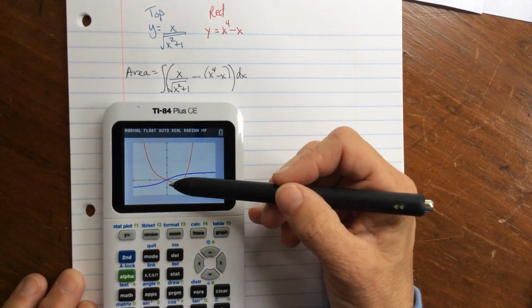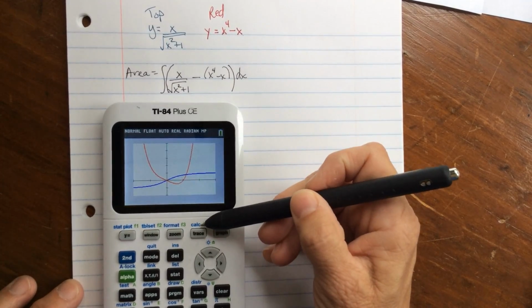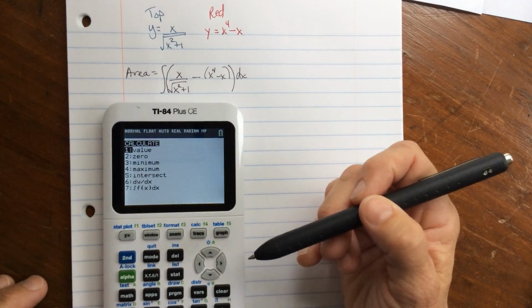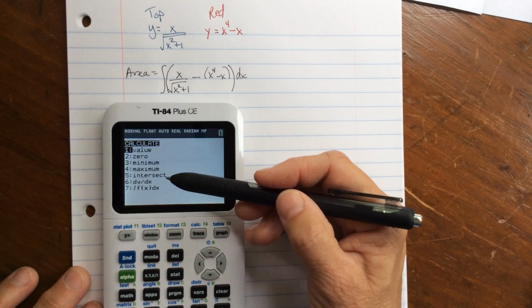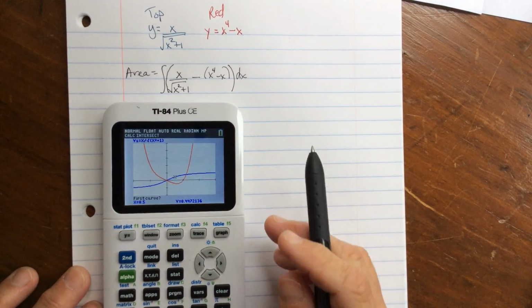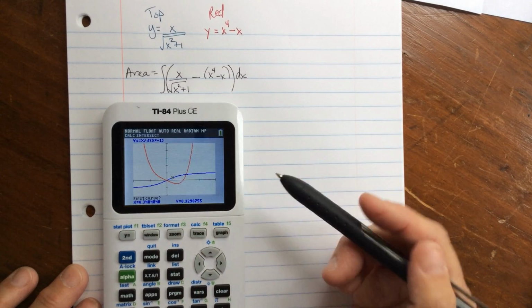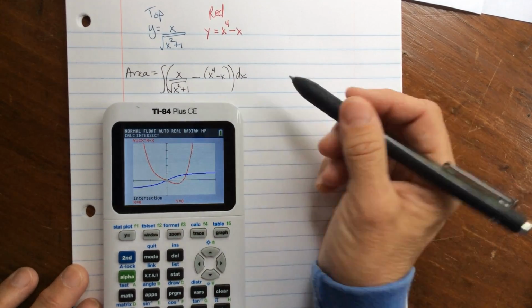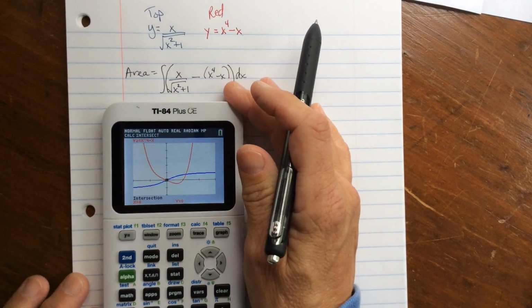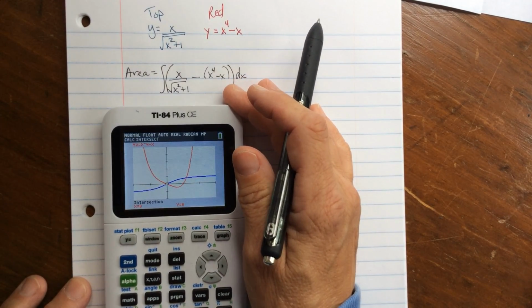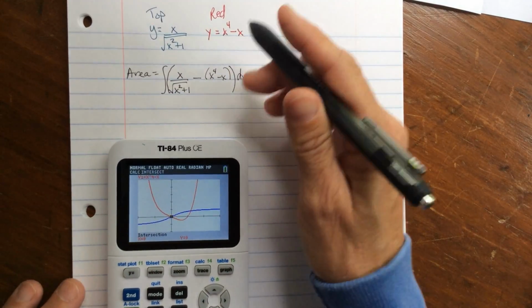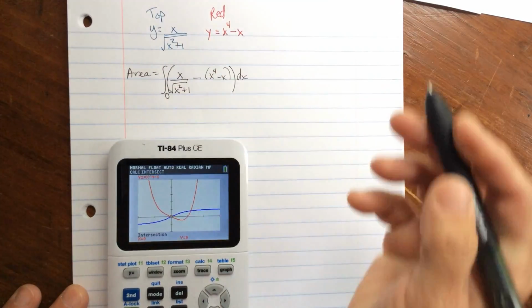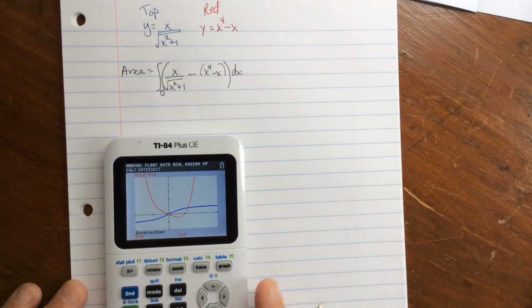So how do I go get the intersection? So you want calc, so it's second trace. I'm going to choose number 5, which is intersect. And I'm going to move my cursor close to the intersection. I'll push enter for first curve, enter for second curve, and enter for guess. And I was right. The lower bound is at 0, 0. They intersect at 0, 0. So my lower boundary is going to be 0.